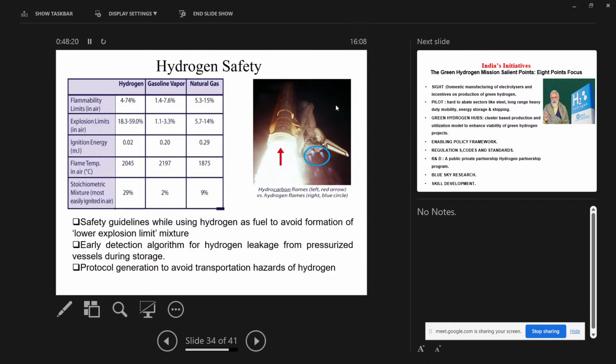Safety guidelines while using hydrogen as a fuel are to avoid formation of lower explosion limit mixtures, early detection algorithms for hydrogen leakage from pressure vessels during storage, and a protocol should be adopted for avoiding transportation hazards to the process.